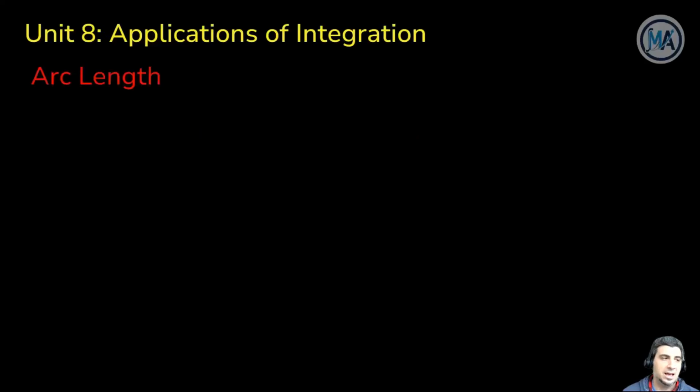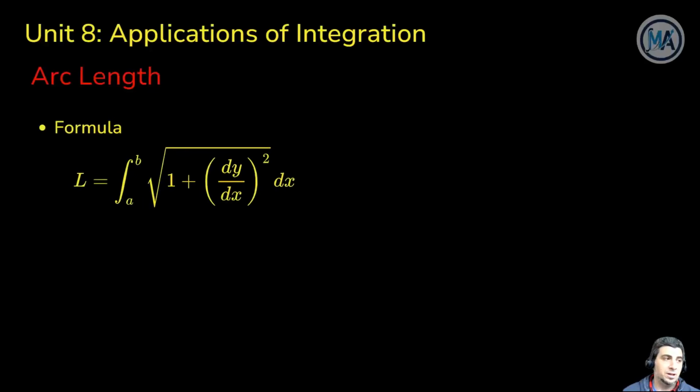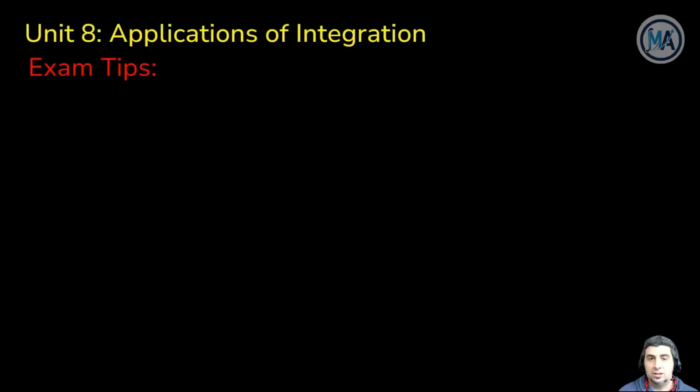Now let's jump into the BC only topics, and that is arc length. And you pretty much need to just know the formula. These are typically going to be Desmos permitted questions on the exam. If it's a free response question, you have to show the integral setup in order to earn full credit for the problem.